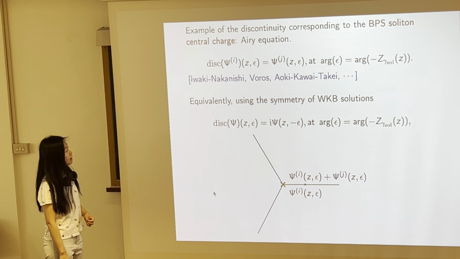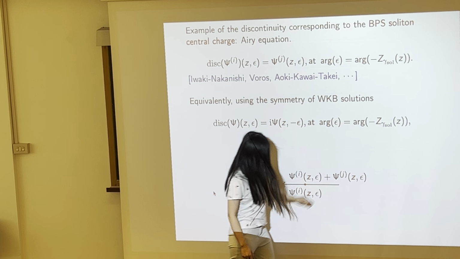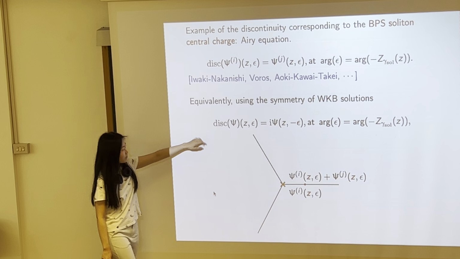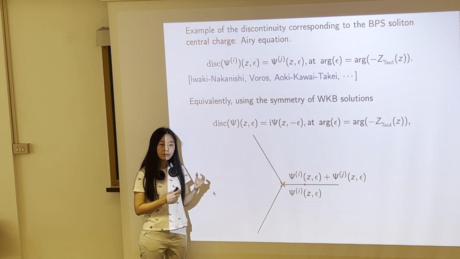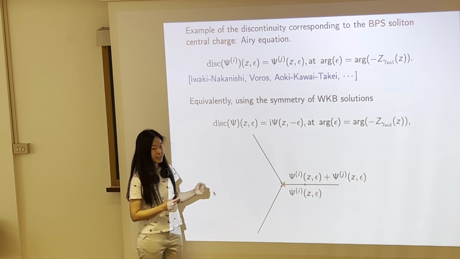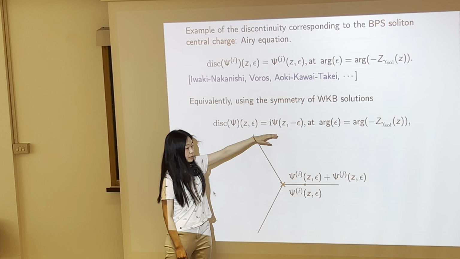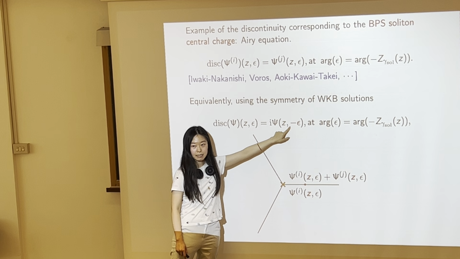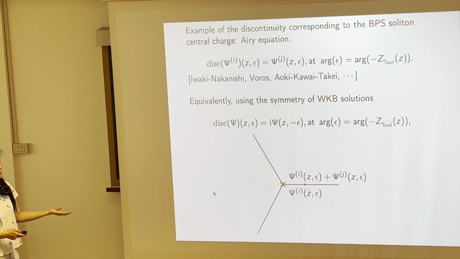Here I want to use exactly this kind of condition giving the Stokes graph. And here I'm going to formulate it in another way, which I think is neater. We can use the fact that the two WKB solutions have symmetries under epsilon going to minus epsilon, subject to an overall factor of i. So if I use this symmetry of the second order ODE, I can write the discontinuity of psi just by itself with epsilon replaced by minus epsilon, times an i. And this is the simplest case.